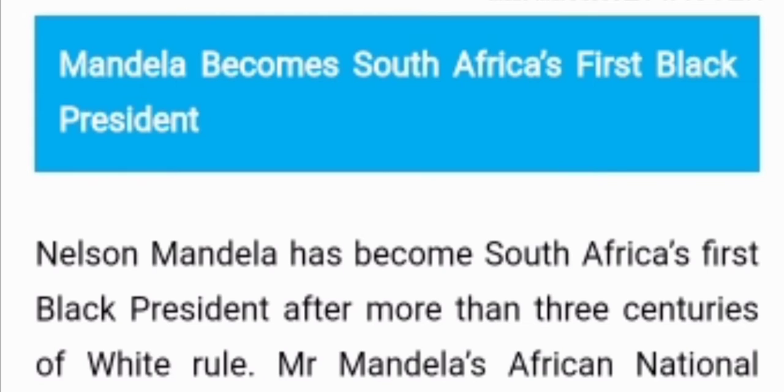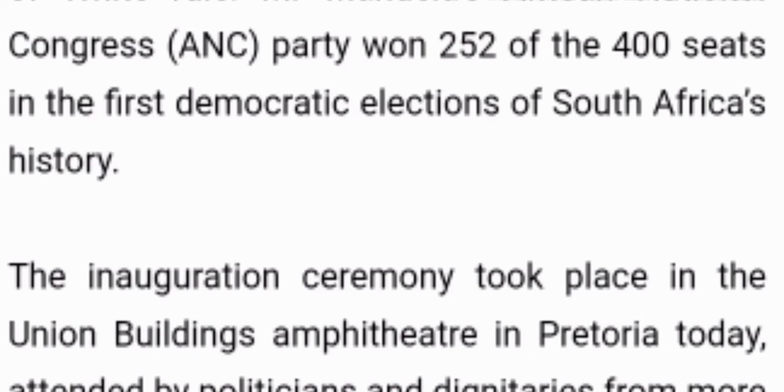Mr. Mandela's African National Congress, ANC, is the party name of Nelson Mandela. The party won 252 of the 400 seats in the first democratic elections of South Africa's history. The African National Congress, ANC party, got 252 seats out of 400 seats. And the inauguration ceremony took place in the Union Buildings Amphitheatre in Pretoria today.